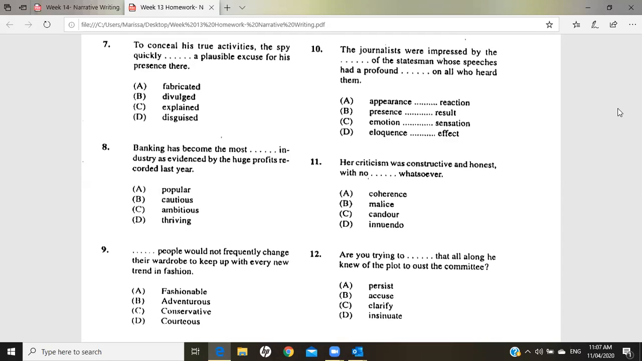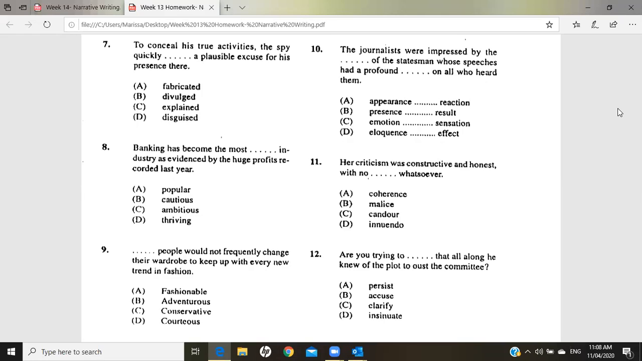The journalists were impressed by the something of the statesman whose speech had a profound something on all who heard it. A? Not A. B? Not B. Okay. What about D? Yes, the answer is D, because eloquence means fluidity, fluency. Based on how someone is delivering the message in terms of their speech, the best answer was D, eloquence and effect.